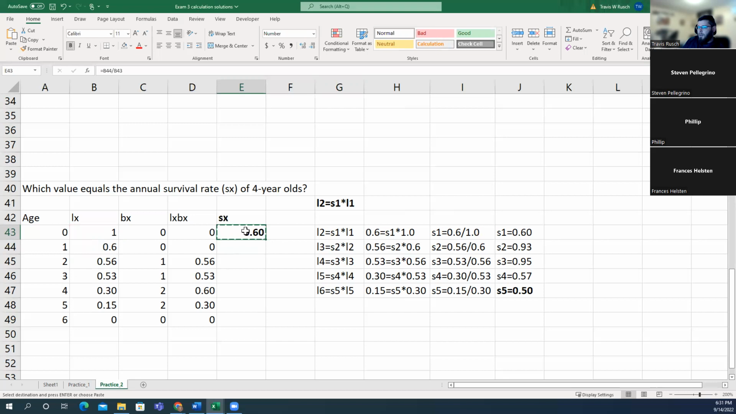We would do the same thing for finding S2, right? Because now we know what S1 is. We can plug that into the equation and solve for S2 because we know what l3 and l2 are, and we know what l4 and l3 are, l5 and l4, l6 and l5. So it's just the same equation where we divide them. Then we need to know when to stop, so we go back to the question, and it asks us the annual survival rate of 4-year-olds. So that's age 4. That would be this value right here at 0.5.